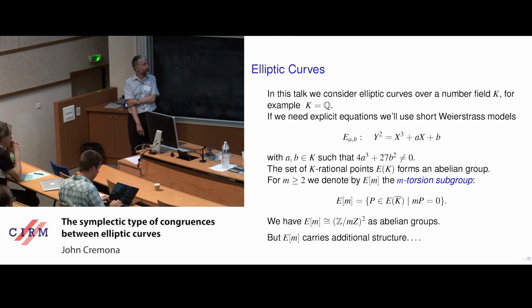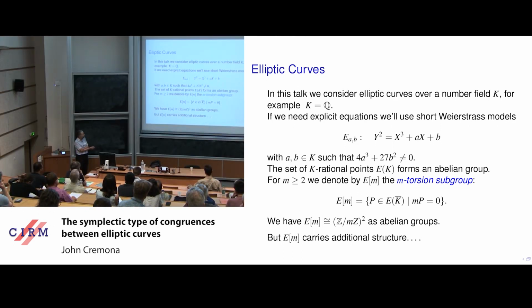But of course, it has more structure than just the abelian group structure. For a start, if m is prime, it's already a vector space. But there's more structure than that, because we have Galois action. Note that the elliptic curve is defined over the field K, but here in this definition of E[m], I allow points to have their coordinates in the algebraic closure. So we can take a point and apply a Galois automorphism to it and get a new point.